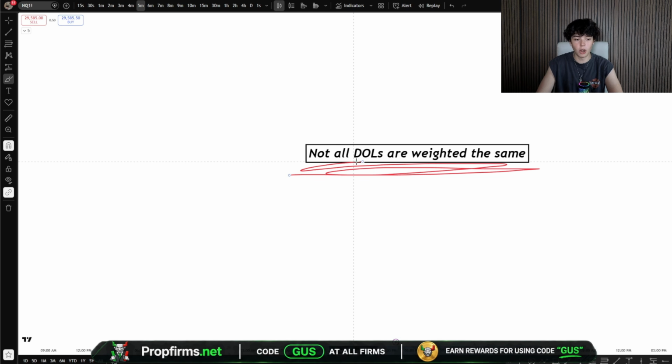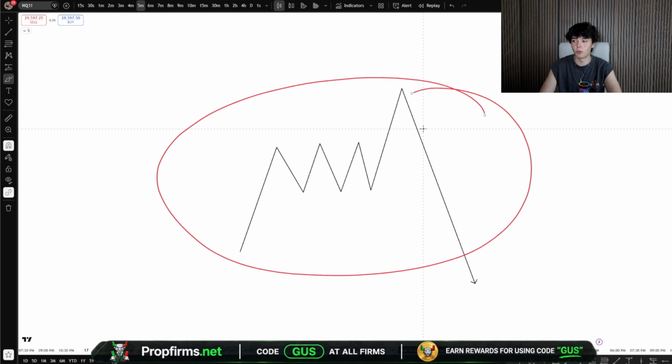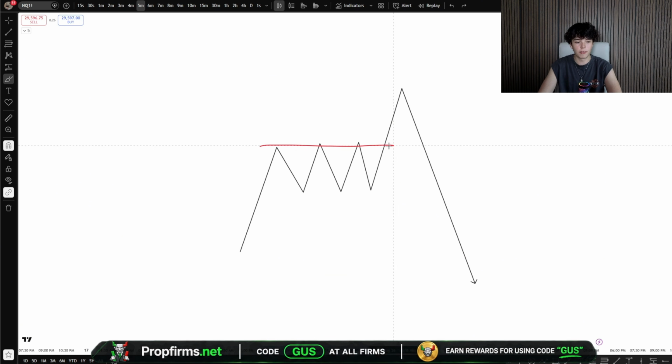But what's important to know is that not all draw on liquidities are weighted at the same level, okay? Some are more important than others, so we're about to go over that. Right, here's a classic example of what an AMD setup looks like. This is what happens in the market every single day. We have our accumulation, we have our manipulation, and then we have our distribution.